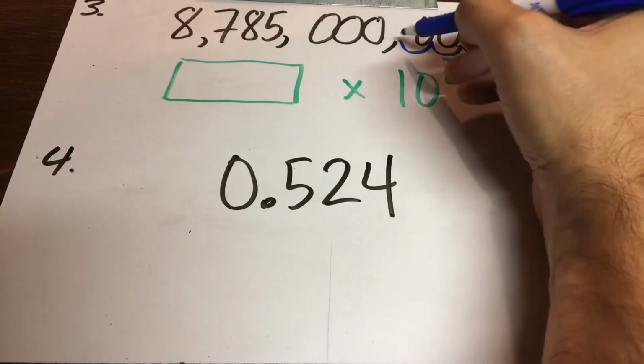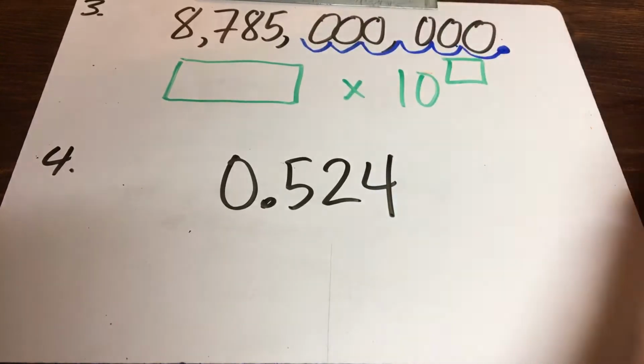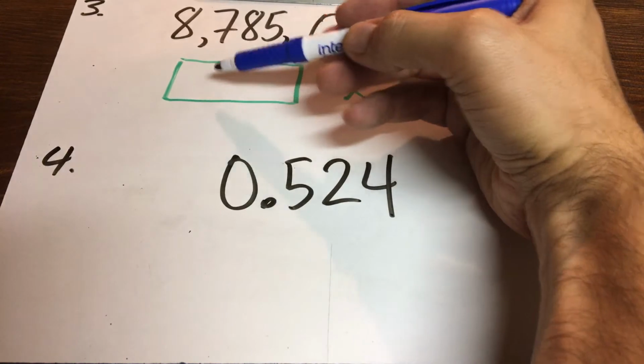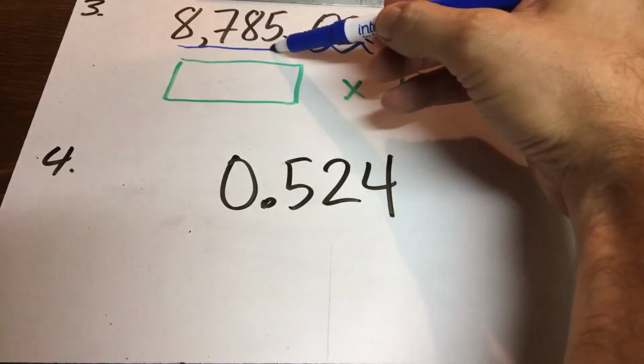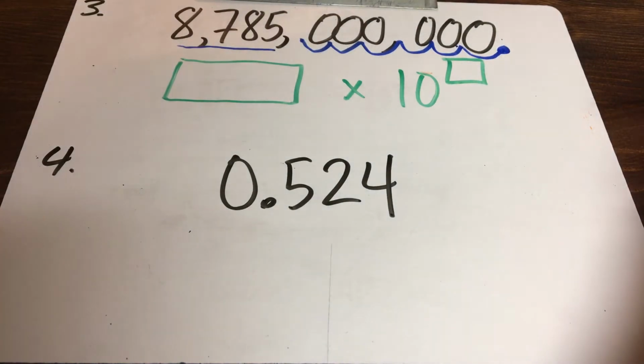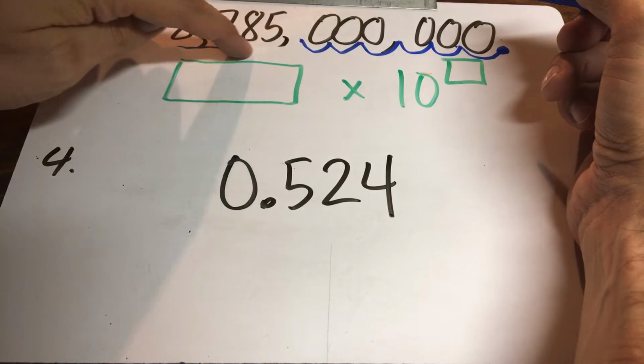How do I know when to stop? Do I just keep going as long as I want to? Do I just stop right here when I'm done with all the zeros? No. You want to stop whenever you get, remember, this has to be in between 1 and 10. If I stop right now, look what I have. I have 8,785. That number is way too big. That is not in between 1 and 10. So I need to keep going.